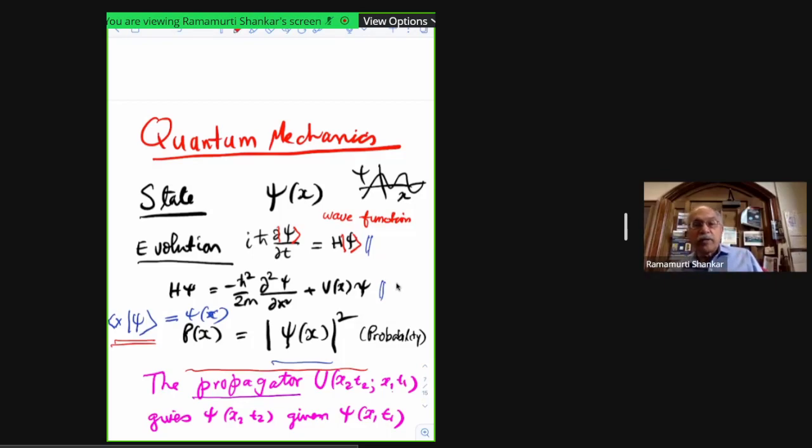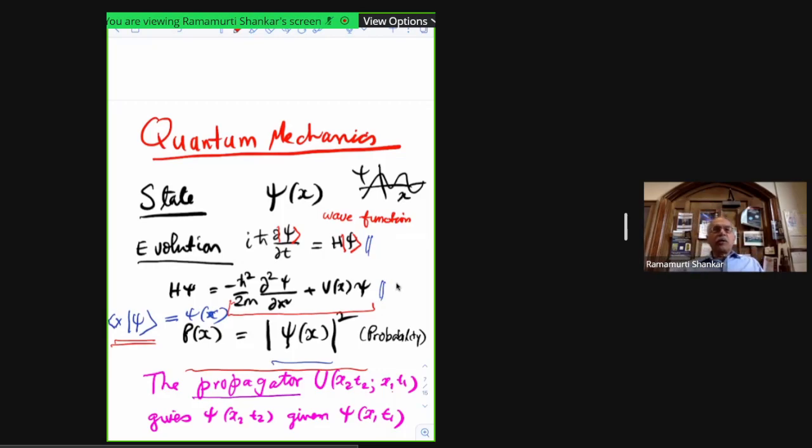You can square it and get the probability. And you can see what's going to happen with time, because the rate of change of psi is given by i h bar d psi dt, the Hamiltonian acting on psi. In the x representation, the Hamiltonian acting on psi looks like this.